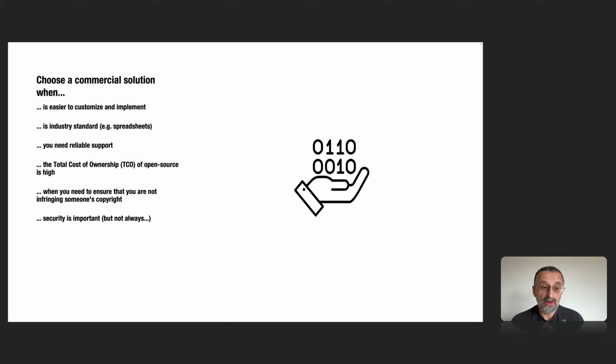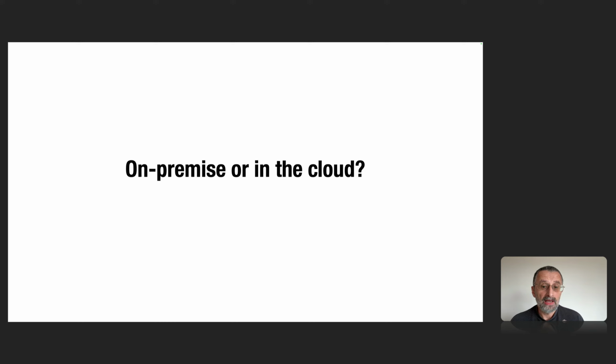Next, choose a commercial solution when you need to ensure that you are not infringing someone's copyright. Or when security is important, but not always, because commercial solutions are not safe all the time. Sometimes it's easier to take care of security in open solutions, but it depends on the case. And the final question, very important nowadays, specifically in the context of generative technologies: should we keep it on-prem on our servers or in the cloud?